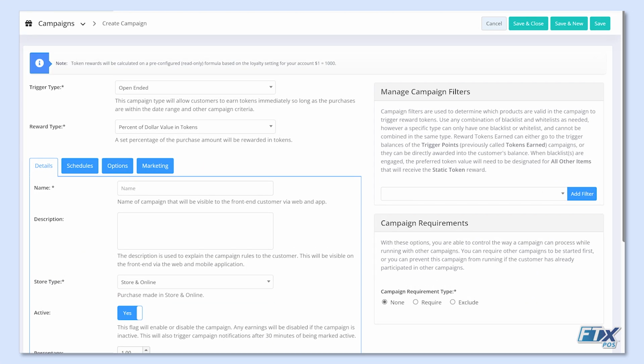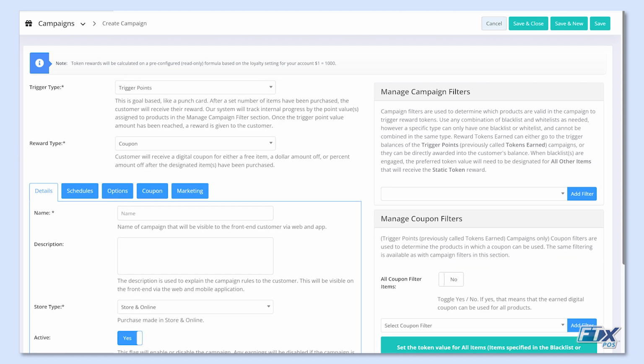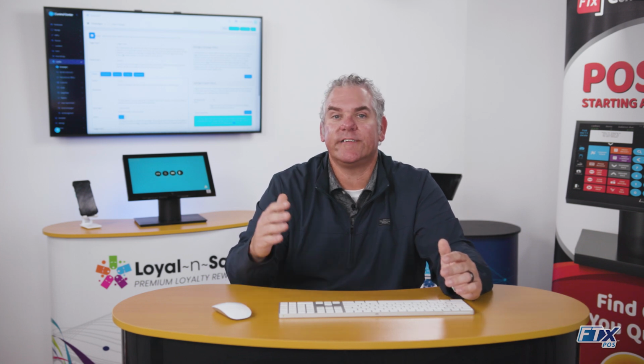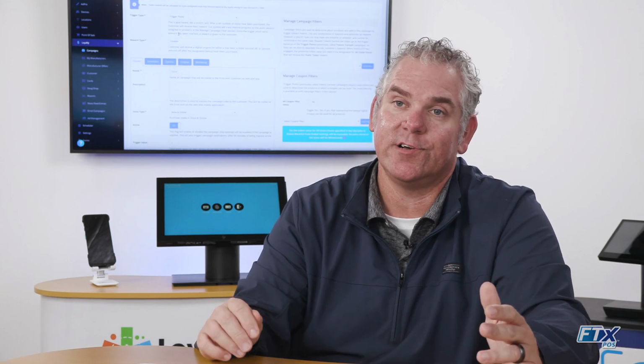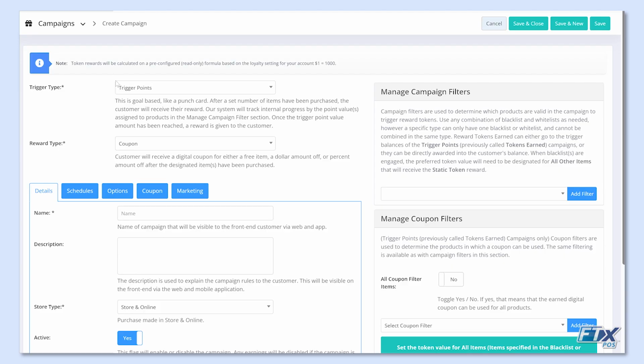The next campaign type is going to be trigger points. This is like a punch card. You can set it so if you buy 9 cups of coffee, you get the 10th free. In this, they earn a coupon. The coupon can be $1 off or a percentage off or even a free item. You also decide what items are eligible to be redeemed on the coupon.